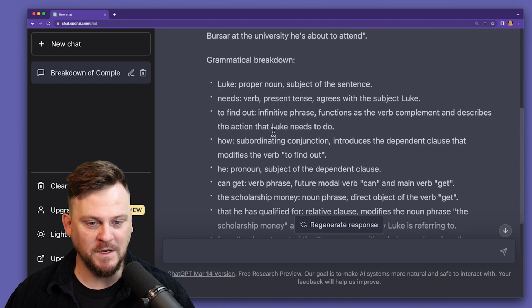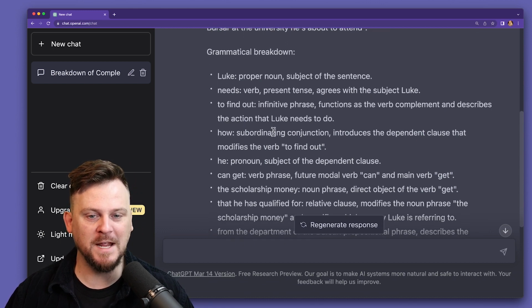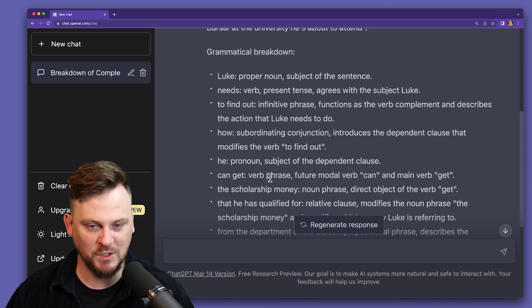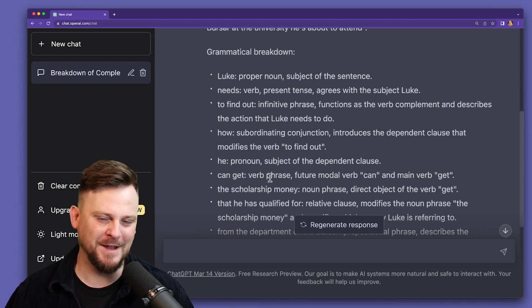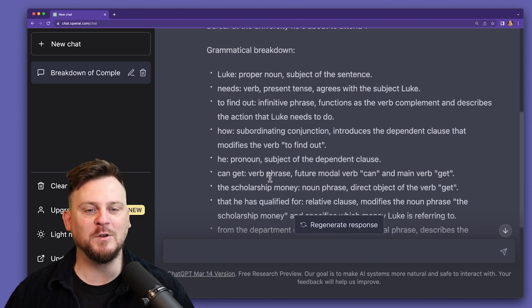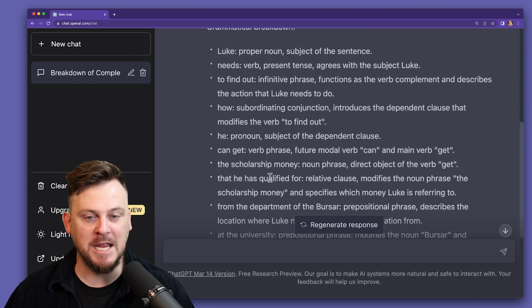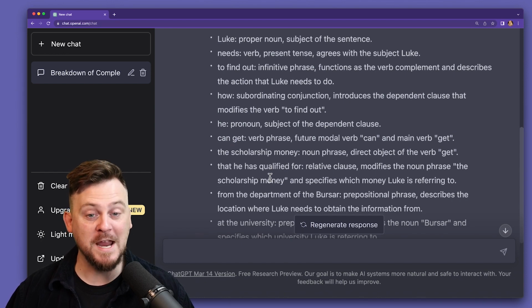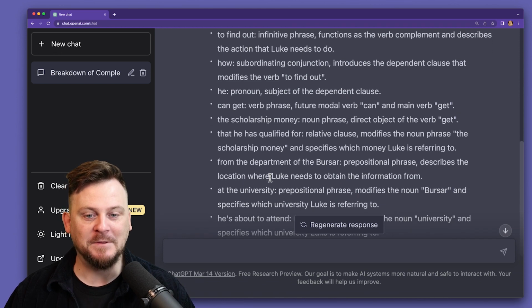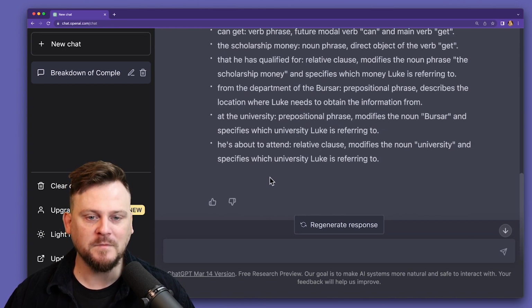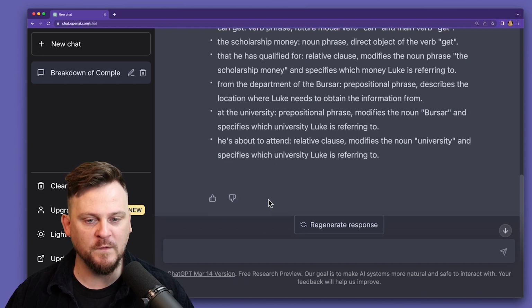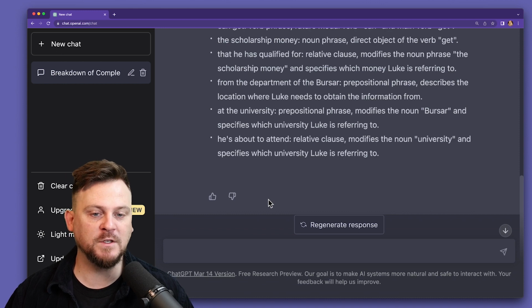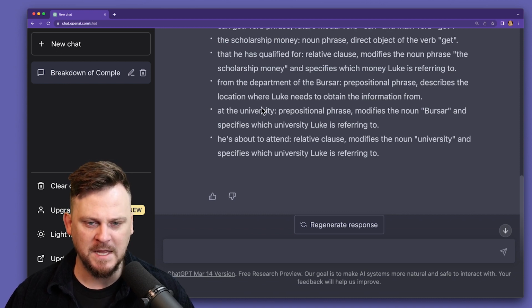To find out, infinitive phrase functions as the verb complement and describes the action that Luke needs to do. How, subordinating conjunction. Introduces the dependent clause. Okay, he, pronoun, subject of the dependent clause. Can get, verb phrase. Okay, modal can and the main verb get. This is actually a lot better. He's about to attend. Relative clause modifies the noun university, specifies which university Luke is referring to.